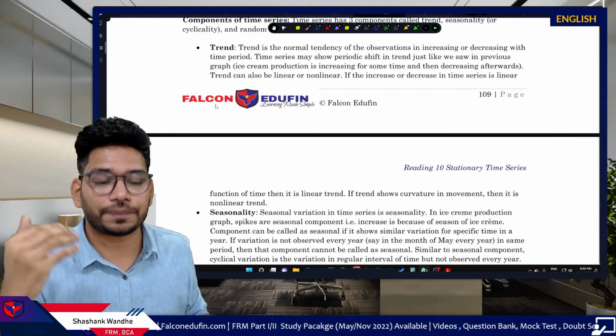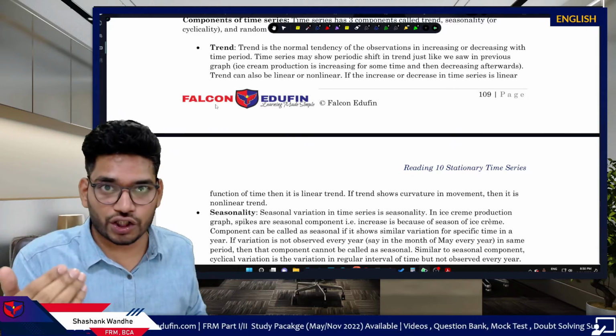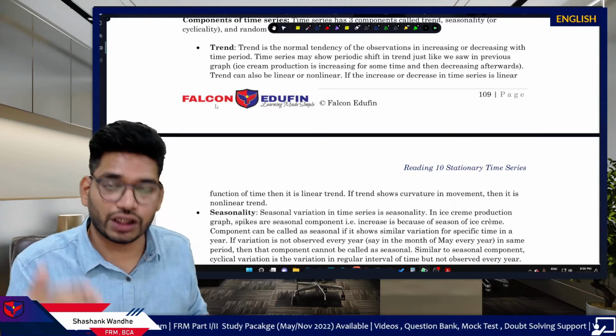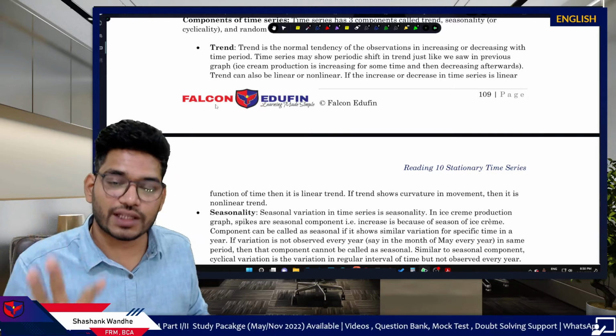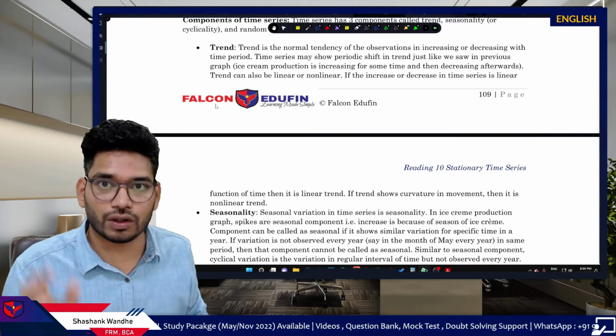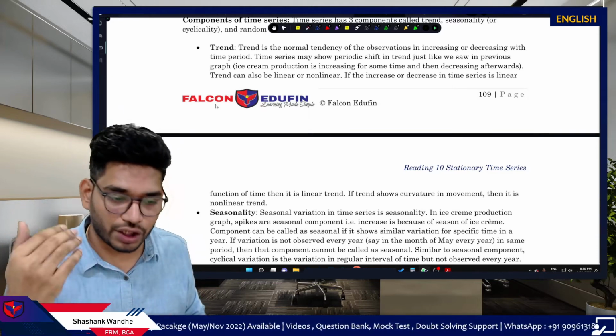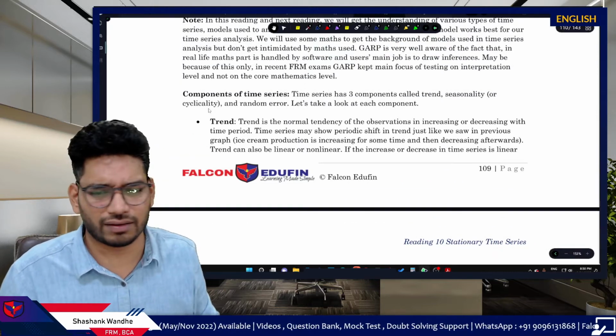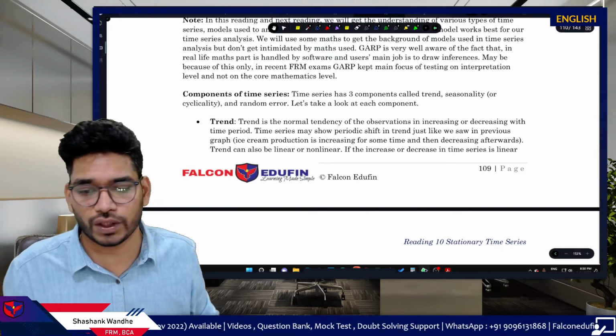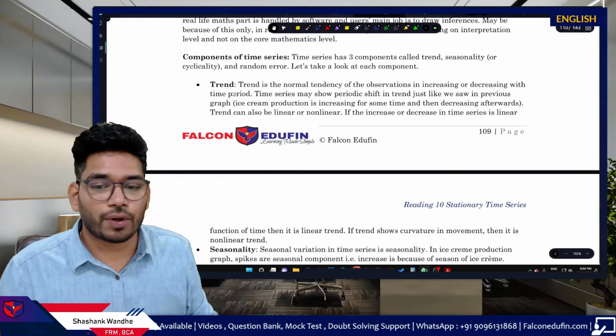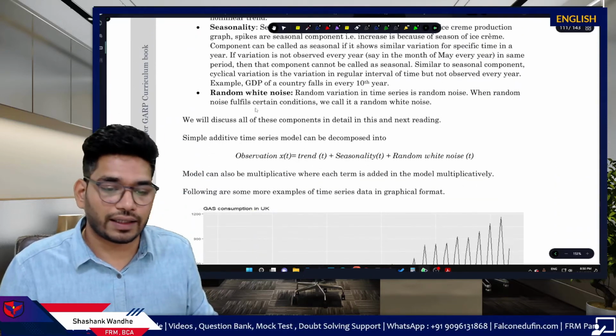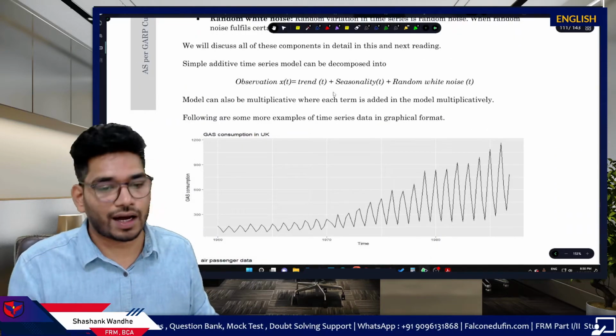So avoid applying your practical knowledge of time series in the examination. Hold it for some time, just prepare it like an academic book, and then once you're done with the examination, if you're a student, you can check the time series videos. So now here, the components of time series: trend, seasonality, and then random variable noise. This is how it works.